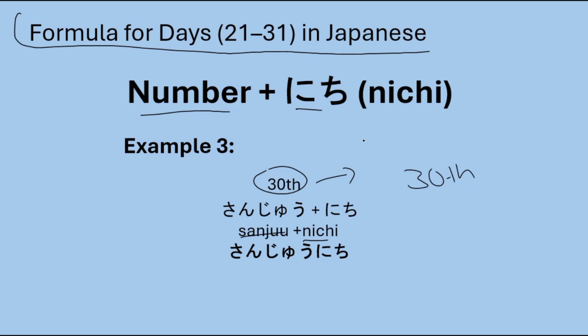So this is the formula we are going to use if we want to learn how to say the days from 21 to 31. For 30 we use a number first, and after that we use Nichi. Whatever word we need, we use the number first, and after that we use the word Nichi.